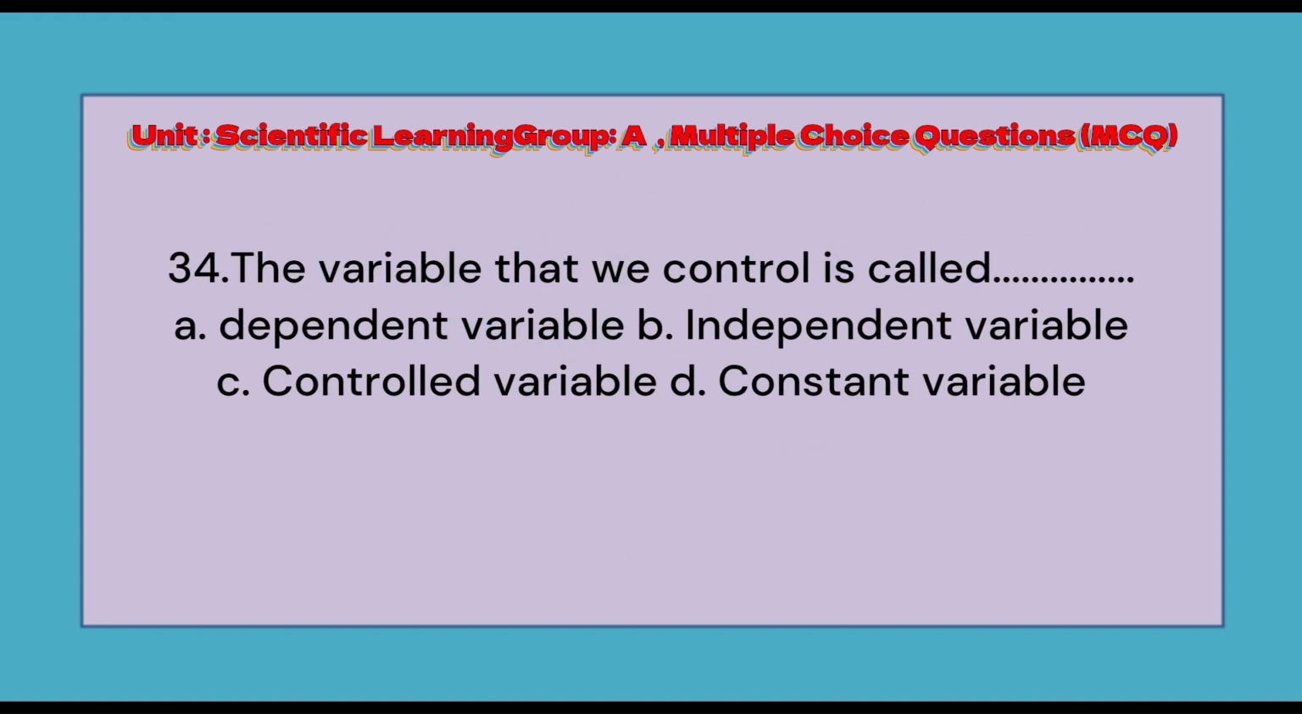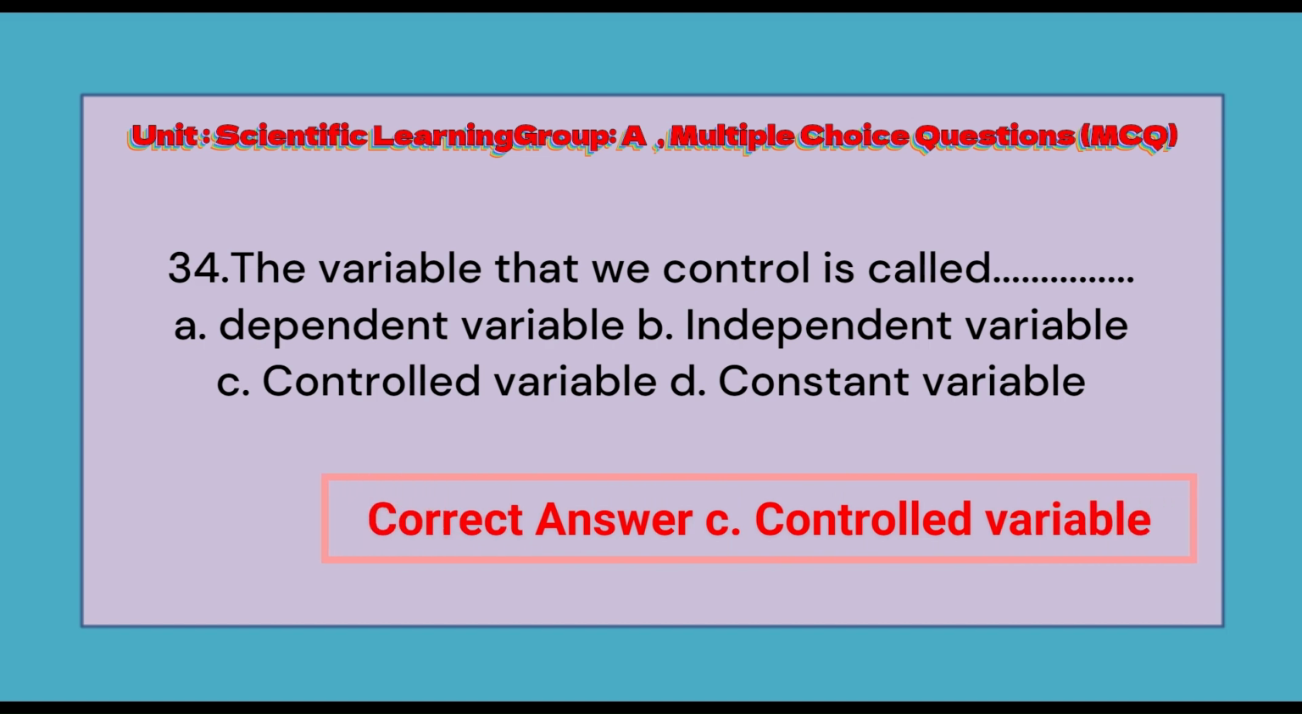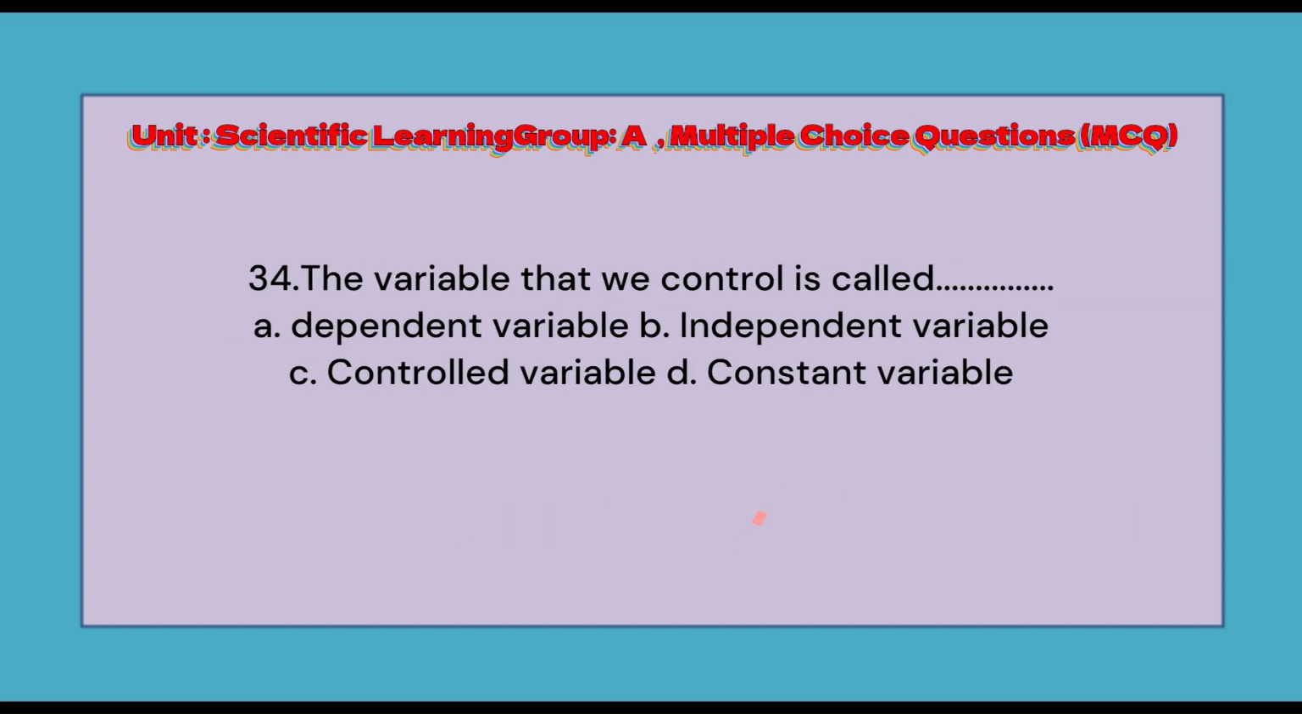34. The variable that we control is called A. Dependent variable. B. Independent variable. C. Controlled variable. D. Constant variable. Correct answer. C. Controlled variable.